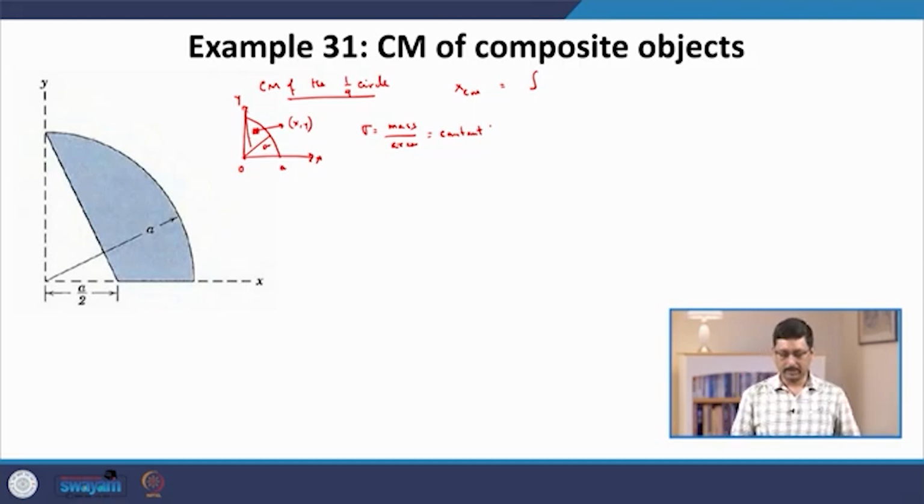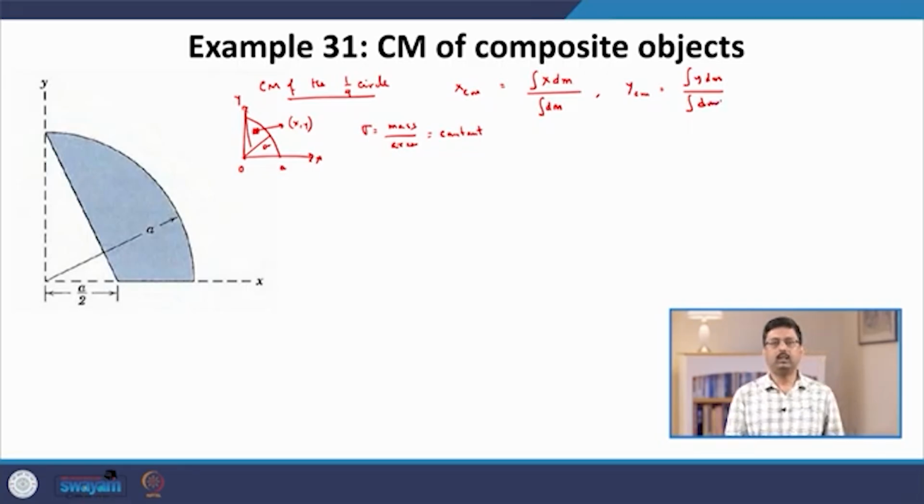So, this sigma is a constant. Then we can write by definition the center of mass: if I take the location of x, its x coordinate is x, and let us say its mass contribution is dm. Then if we add over all such elements and divide by the total mass, that will give us the x coordinate of the center of mass, and similarly the y coordinate of the center of mass. So, our first task is to calculate these integrals.